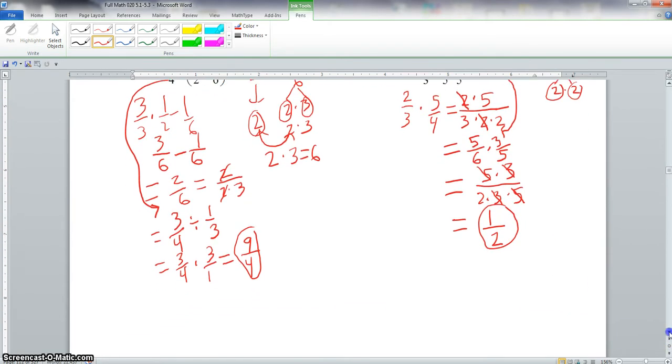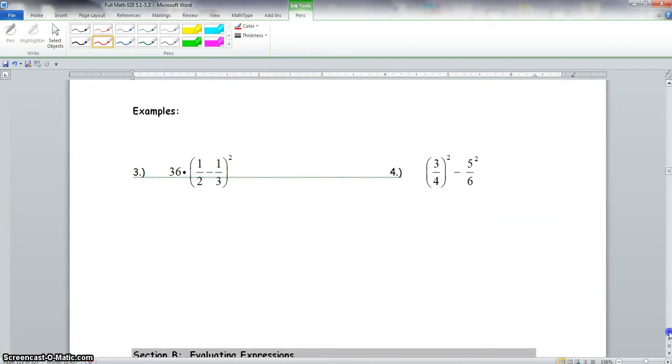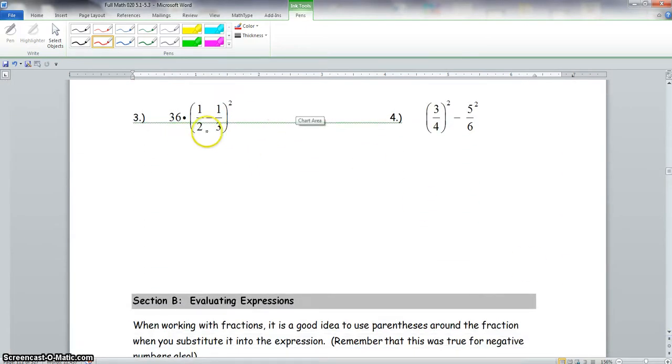Now we scroll down. Scroll down here to examples 3 and 4. Now we start this off basically the same as we did number 1. We do the parentheses. So we will have 1/2 minus 1/3. Now, since both of these are already prime numbers, we could go here. The prime factorization, we have 2 and 3.